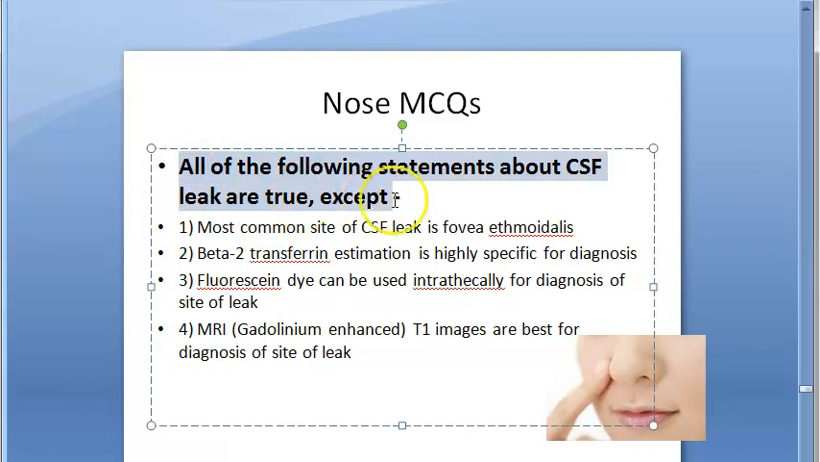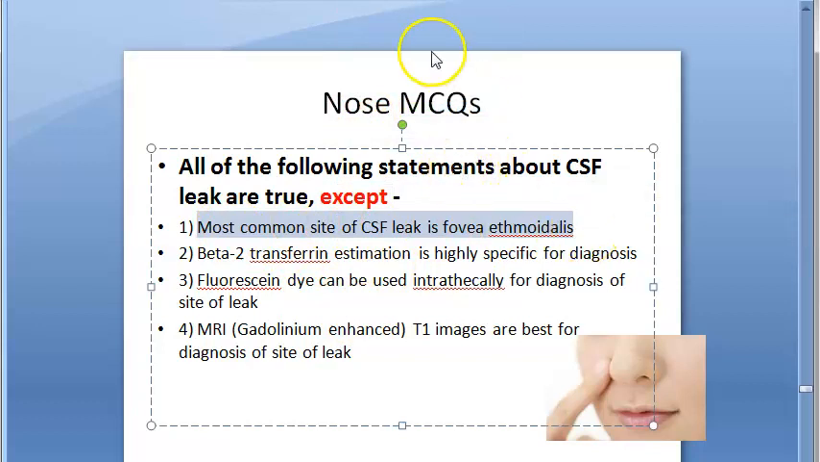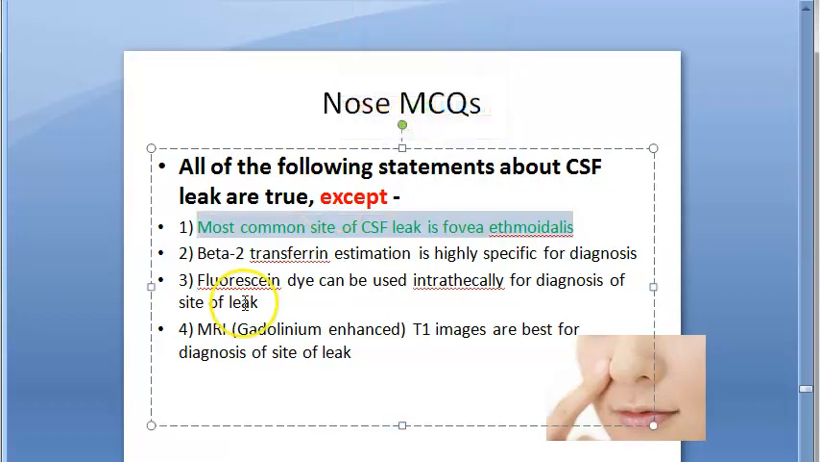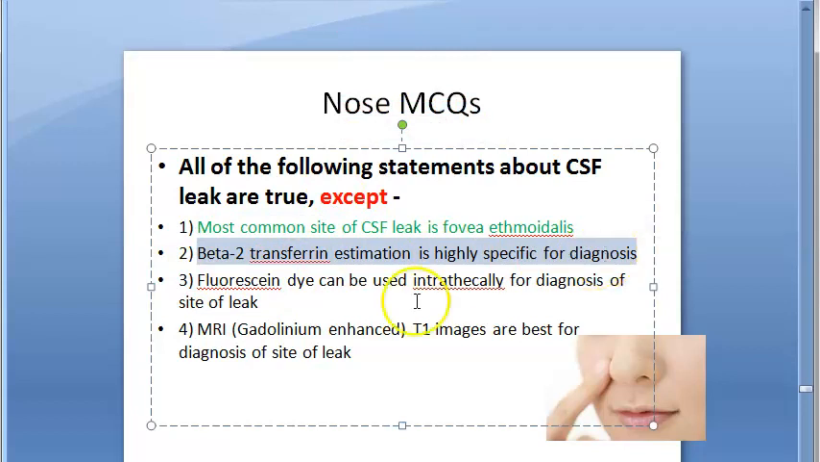Okay, look at this question. All of the following statements about CSF leak are true except. This is an except question, guys. Please pay attention here. 3 statements are true. Most common site of CSF leak is fovea ethmoidalis. See, ethmoid, cribriform plate, all that is correct only, right? Beta 2 transferrin estimation is highly specific for diagnosis. Beta 2 transferrin CSF, isn't it?